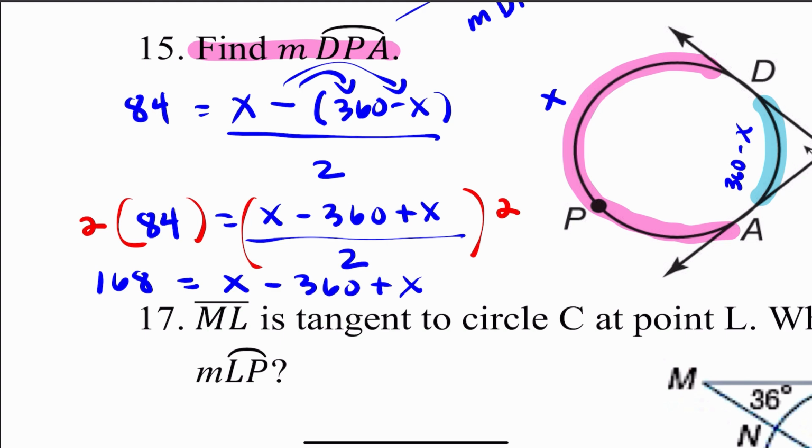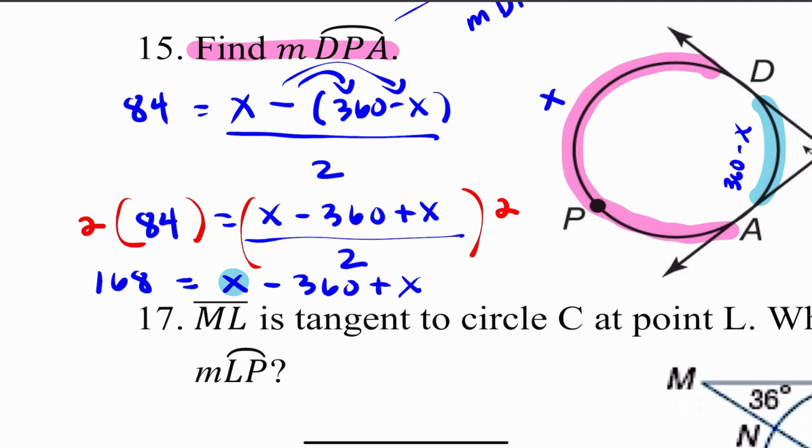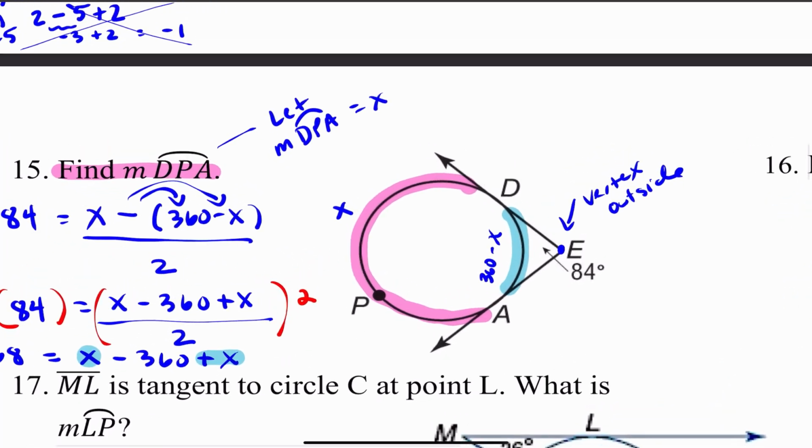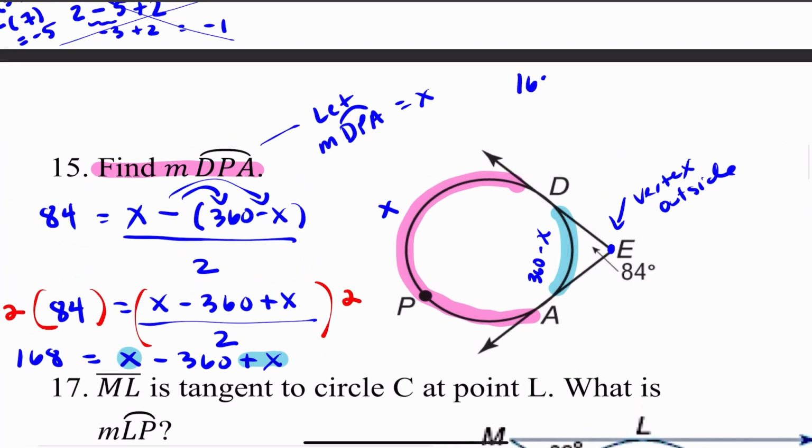So, now what? Let's go ahead and combine the like terms. I have x plus x, which is 2x. So where should I put that? I'm going to put that over here. So 168 is equal to 2x minus 360.